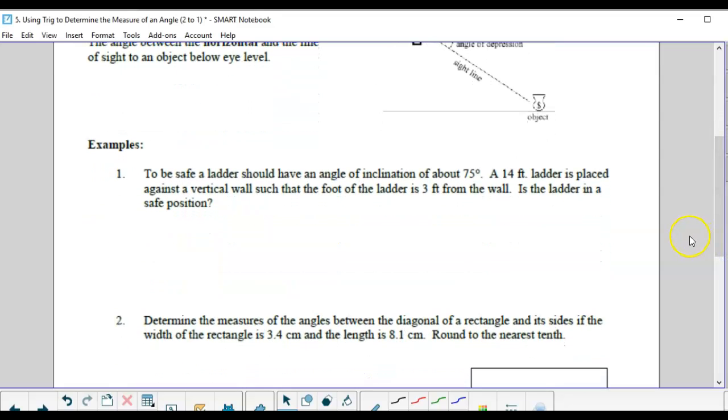To be safe, a ladder should have an angle of inclination of about 75 degrees. A 14-foot ladder is placed against a vertical wall such that the foot is 3 feet. Is the ladder in a safe position?